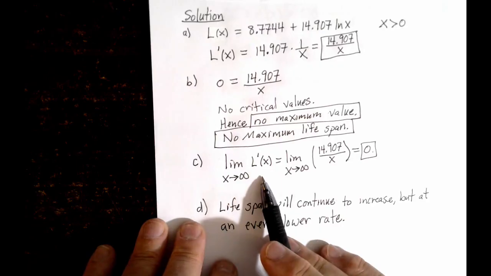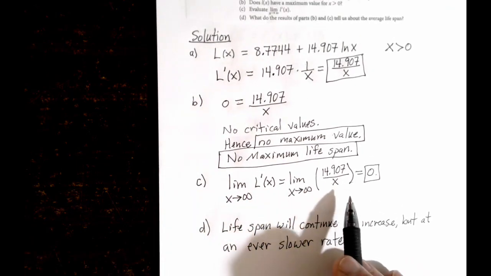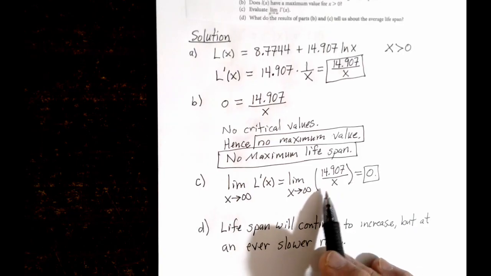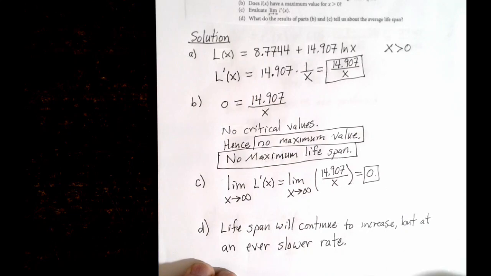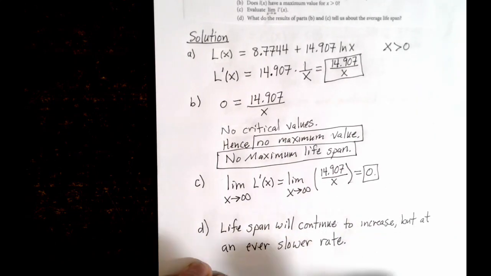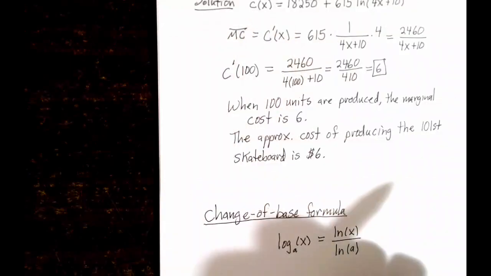And what if you take the limit as x goes out to infinity of the derivative? Well, you're taking the limit of this guy, and when x goes out to infinity, that approaches 0. So your limit is 0. So what do the results tell us about the average lifespan? It tells us the lifespan will continue to increase, but at an ever slower rate.